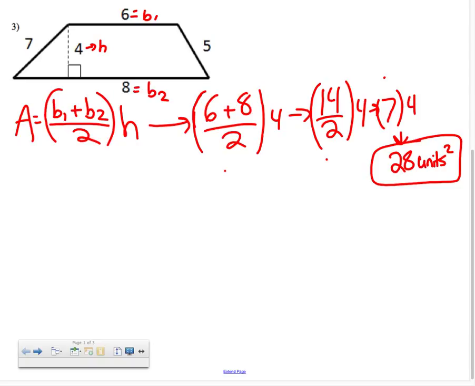And technically speaking, you can either divide by 2 first and then multiply by height, or you can multiply by height and then divide by 2. It really doesn't matter, as long as you add the two bases together first, as long as you eventually divide by 2, and as long as you eventually multiply by the height, you should be okay. So that's the basic area questions on the back side.